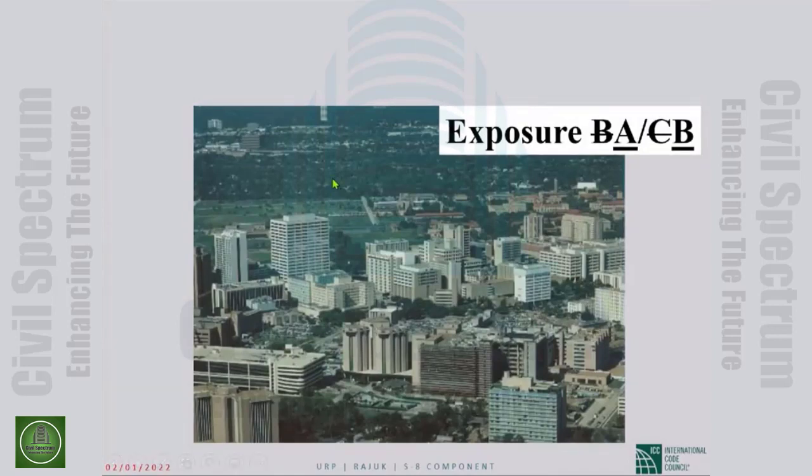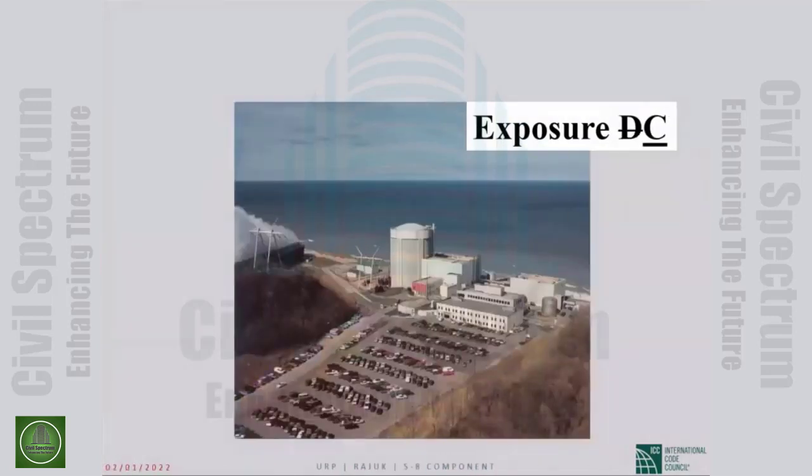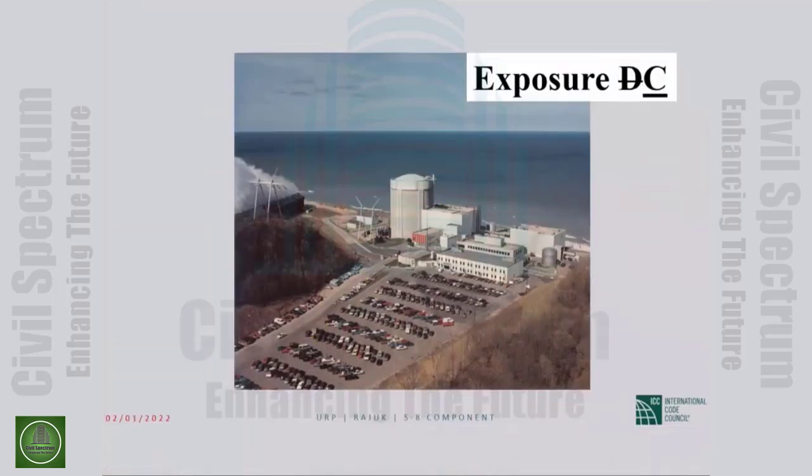Exposure B is flat open country in the same picture. This is exposure B, flat open country. This distance I will not go into, that's a detail. And this is exposure C. This is Duluth, Minnesota, sitting on one of the Great Lakes. This is Lake Superior. And it's a huge body of water. So when wind comes from this direction over the water, you have exposure C.